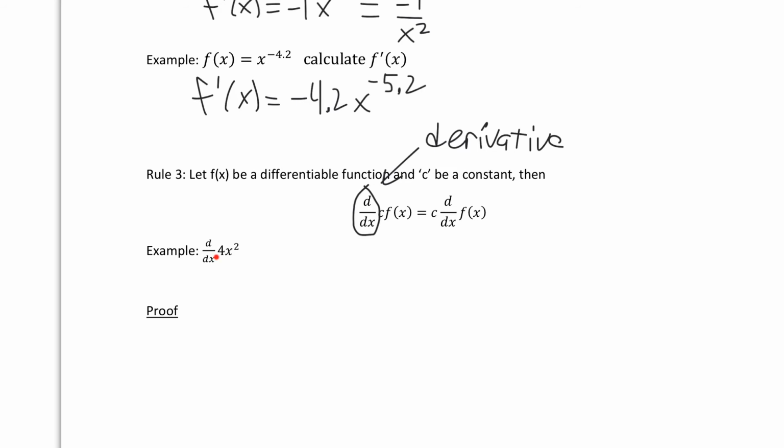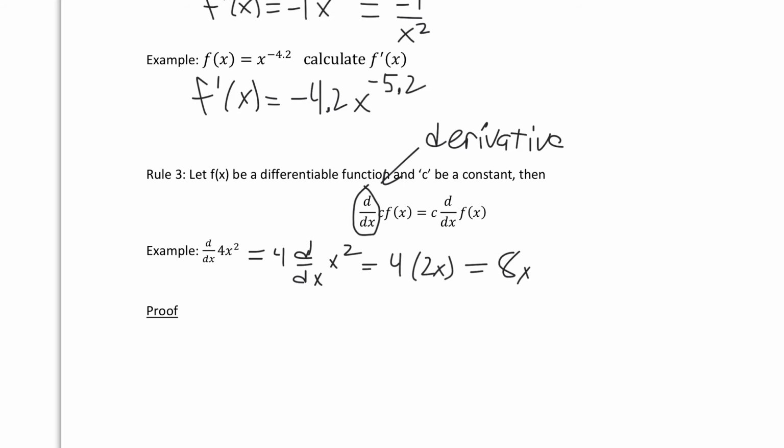Suppose you had the derivative of 4x squared. Well, we technically haven't done that yet because we've only done x squared. But it's okay because we could say that 4 is a constant. It goes out front. And we do the derivative of x to the 2, which we know as 2x. And then we just multiply back in that 4 to give us 8.